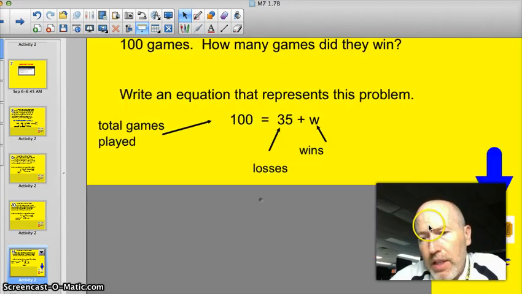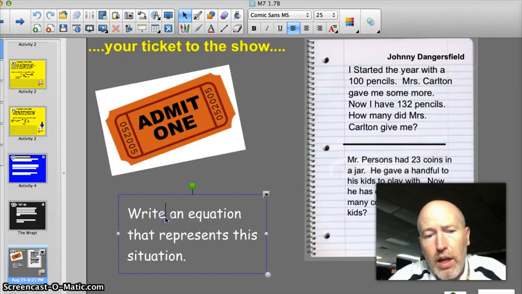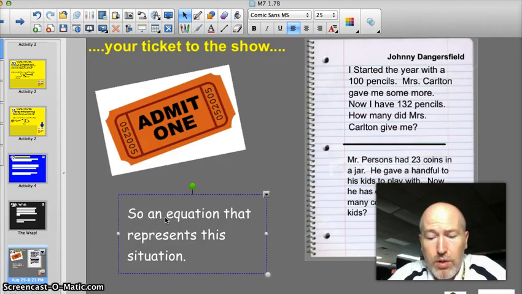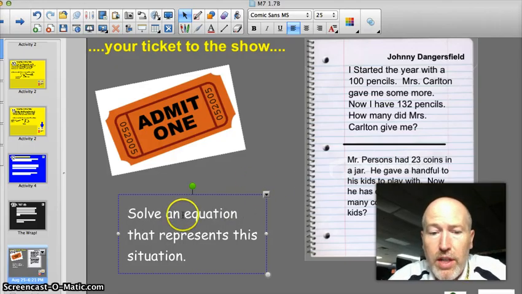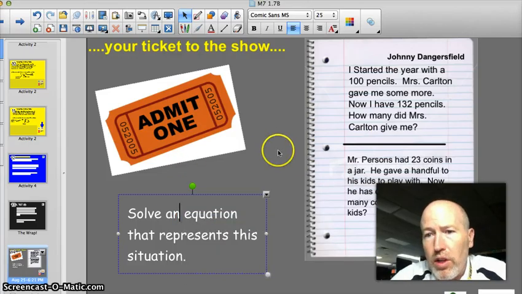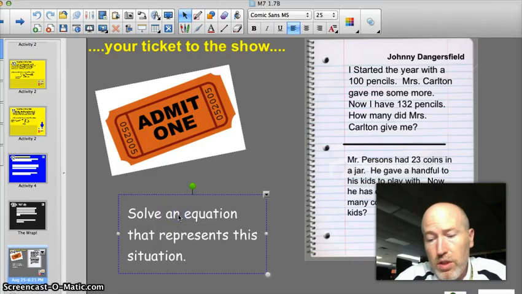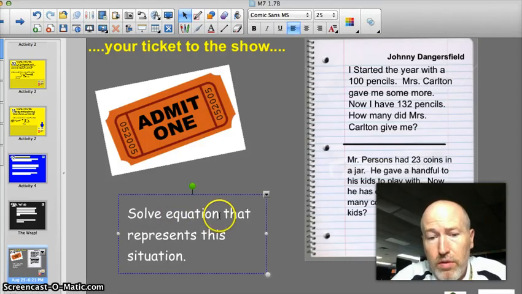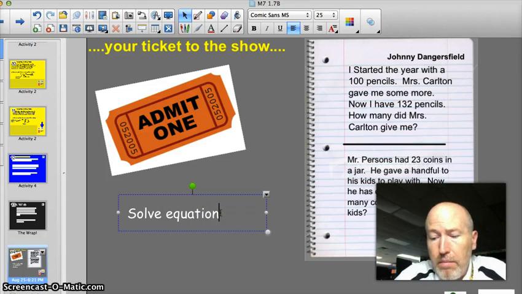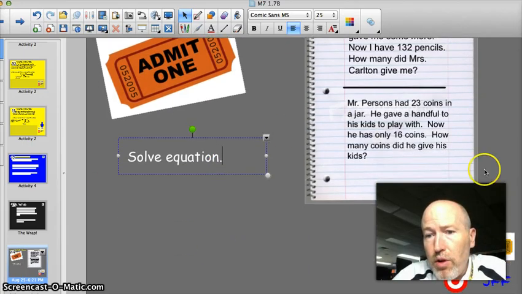All right, I think it's time for the ticket to the show. I'm going to have you solve these two equations today, the same two that we wrote equations for yesterday. I started the year with Mrs. Carlton, that problem, or the pencil problem, and also the Mr. Person's change problem. So solve these equations today. And let's get to the just for fun. Make sure you turn those in.